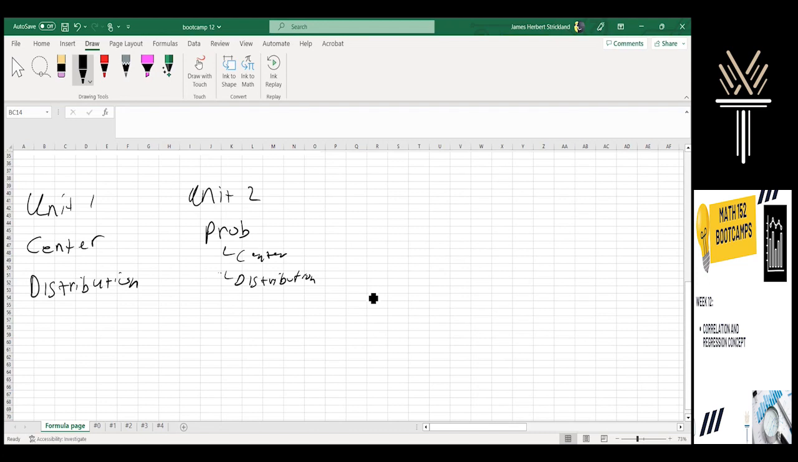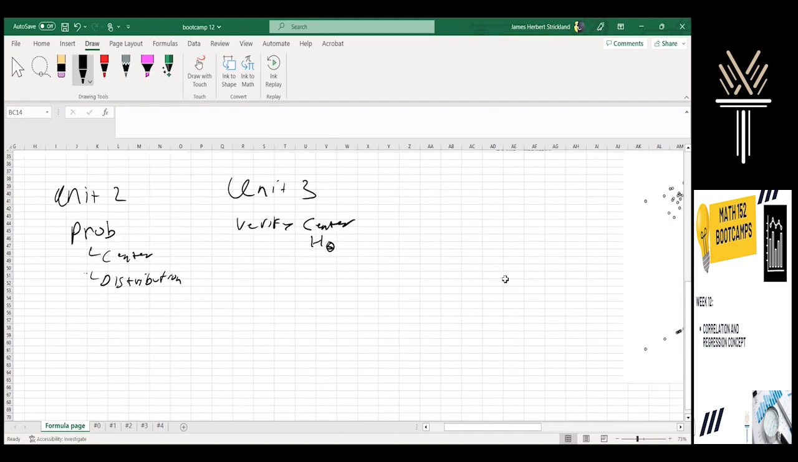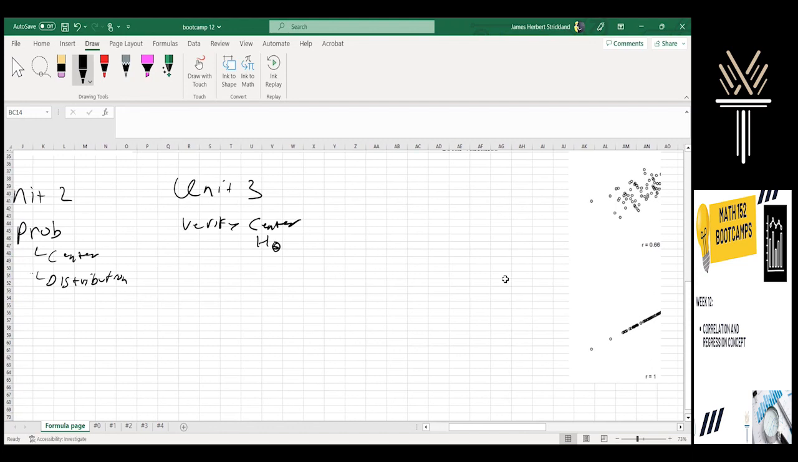Third major topic, the one that y'all just did, was how do you verify what you think is the center? So how do you verify the center, aka the null hypothesis? How do we check and see if it seems to be consistent and accurate? That's the whole point of that. And of course, we did that through confidence intervals, hypothesis testing, and all that fun stuff.